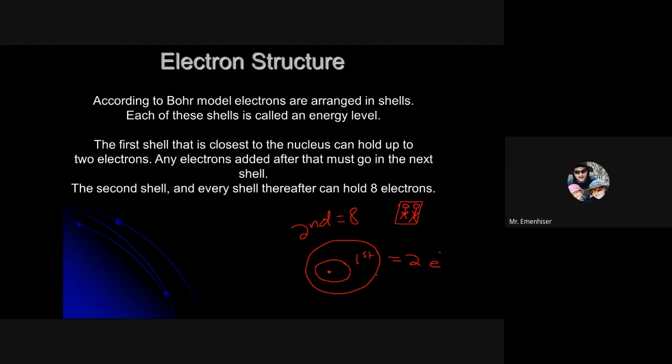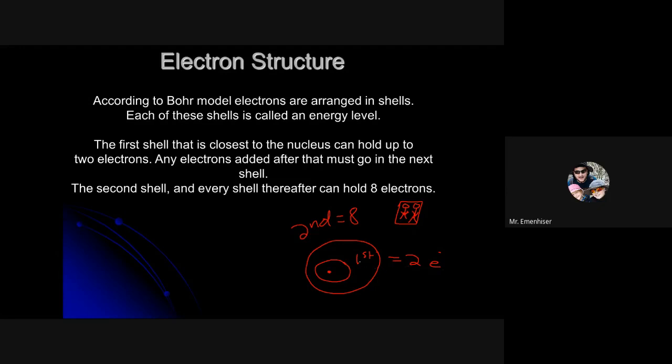So that's all I need you guys to know. The first shell of electrons around an atom can hold 2 electrons. The second shell can hold 8. All right, and these shells do have names, and we'll talk about that. And we'll talk a lot more about electron structure. But for now, we just need to know that the first shell can hold 2 electrons.